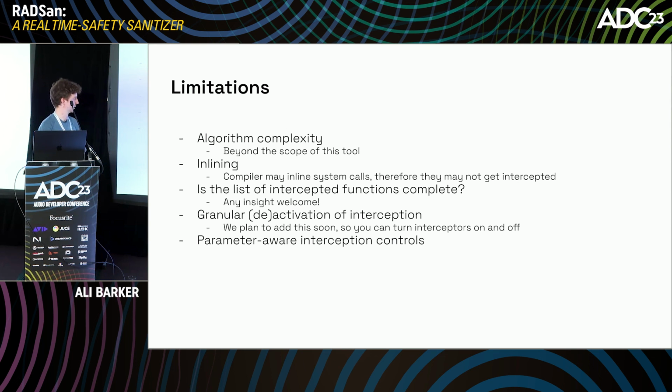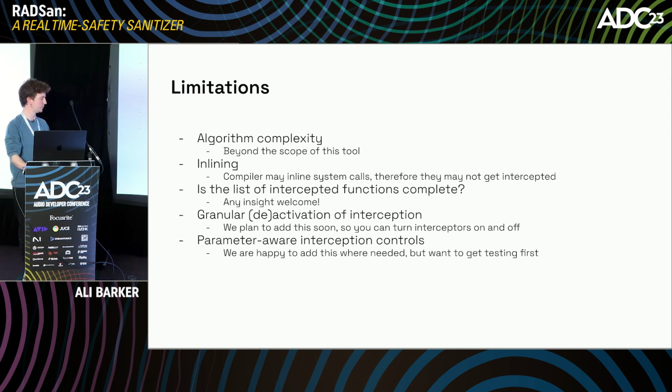There's also potentially adding some parameter-aware interception controls. Some of the system calls, particularly ones with file reading and writing, have flags that you can pass in which actually mean that these functions will not block. So we can potentially add the ability to check the arguments that you're passing in and see whether this call is actually real-time safe or not. But it needs a bit more investigating over what system calls are fine and which aren't.